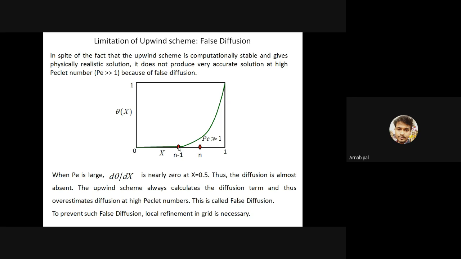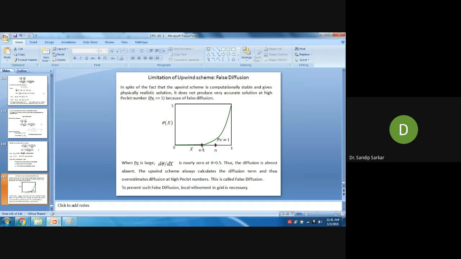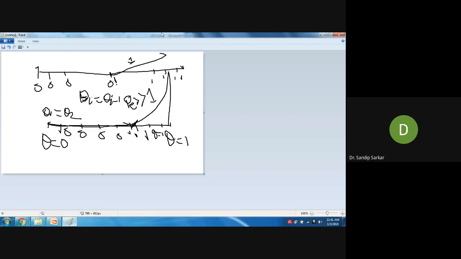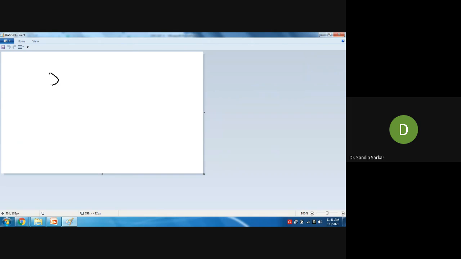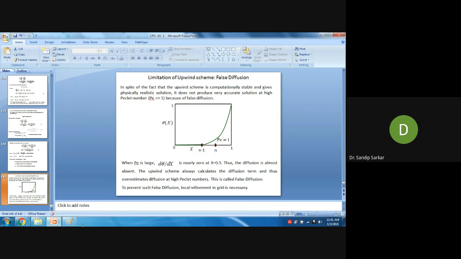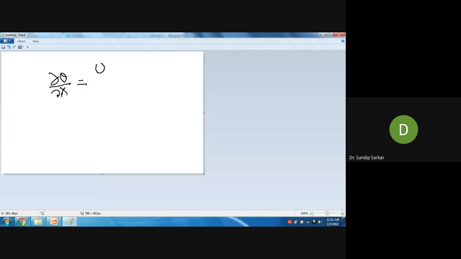Yes, sir. Now what is happening? If you calculate del theta del x, that means del theta del x is nearly 0 at theta equal to n minus 1. Let us explain what is false diffusion. If you want to calculate del theta del x at a midpoint, at theta equal to n minus 1, what is happening? You are representing this value as theta I, theta I plus 1, that is theta equal to n minus 1, at the midpoint.